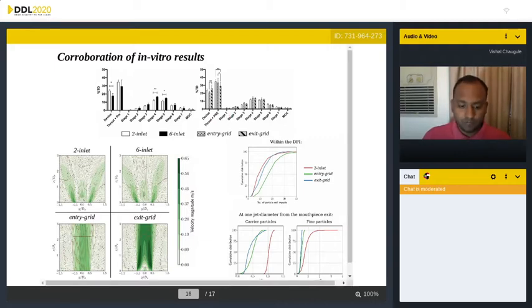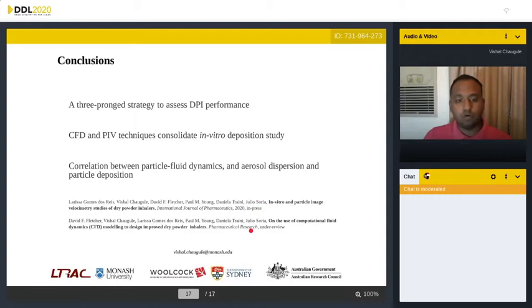So to conclude, we have developed a three-pronged strategy to assess and improve DPI performance, where we have CFD and PIV techniques playing a supporting role by consolidating the in vitro deposition study analysis. So we are very confident of completely understanding what's happening with the DPI dynamics, both inside and outside. And we've also been able to achieve a good correlation between the particle and fluid dynamics, both within and outside of the device, and connected to the aerosol dispersion and particle deposition that we see coming out from these devices.